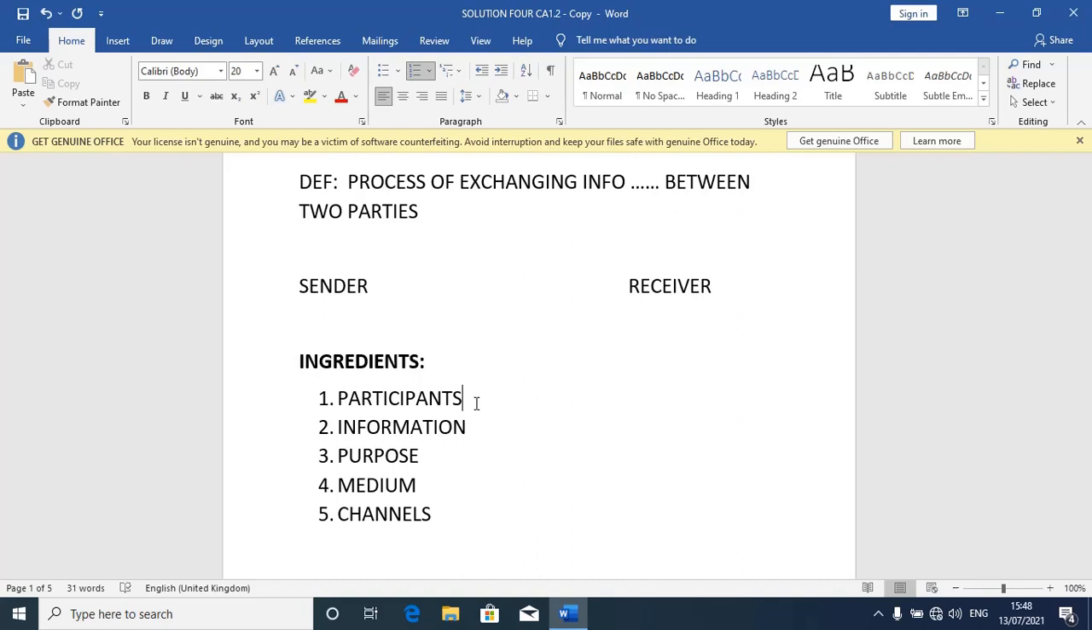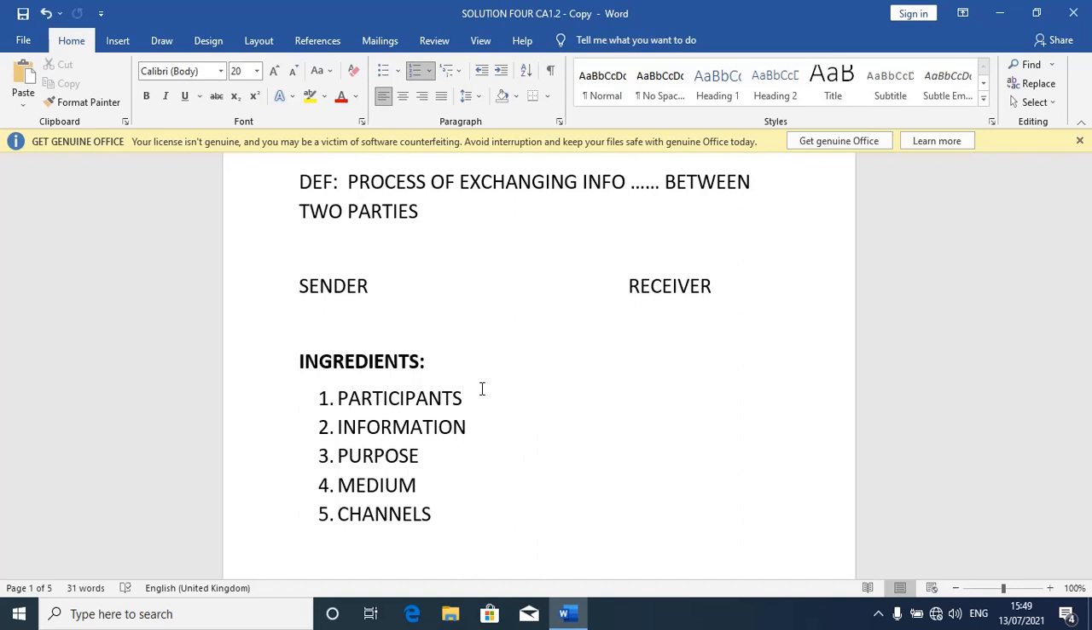Number 4 ingredient of communication is the medium of communication. The medium of communication refers to the method that is used in the communication. The method could be written communication, oral communication, or you're going to use graphs in your communication. What's the medium of communication? What's the method that you're going to use to communicate?